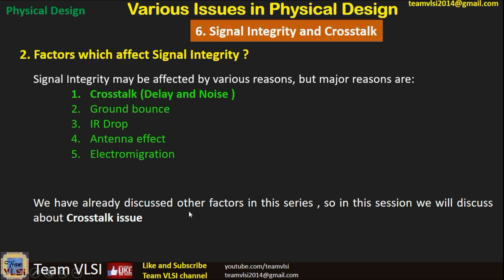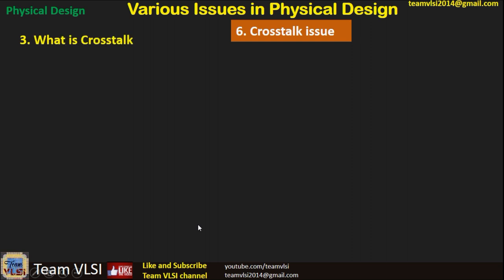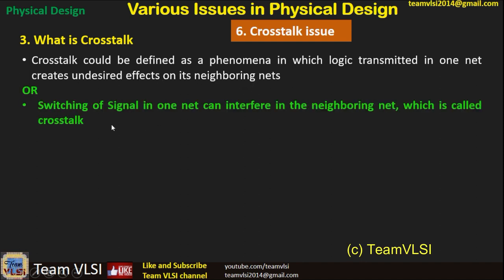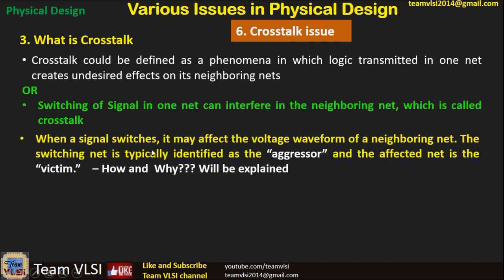Okay, so the first one we will discuss here is crosstalk. So the question is, what is crosstalk? In very simple words, crosstalk could be defined as a phenomenon in which logic transmitted in one net creates an undesired effect on the neighboring nets, or switching of a signal in one net can interfere in the neighboring net, which is called crosstalk. When a signal switches, it may affect the voltage waveform of the neighboring net. The switching net is typically identified as the aggressor, and the affected net is the victim. How and why it affects, we'll explain later.